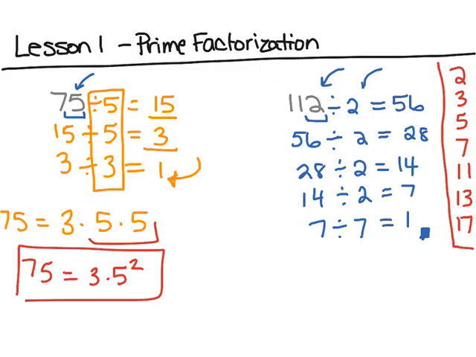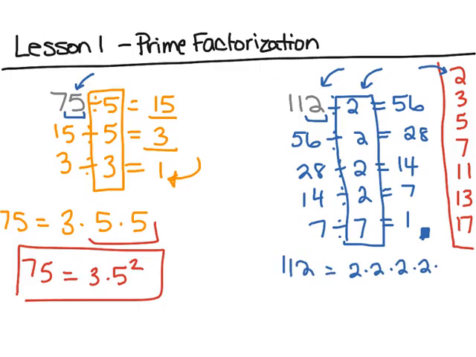Notice that in this column, the only numbers you can divide by are these prime numbers. If you divide by something that isn't a prime, you've done it wrong. So this is our prime factorization. We have 2 times 2 times 2 times 2 times 7. We have 4 2's, so it's the same as 2 to the power of 4 times 7.